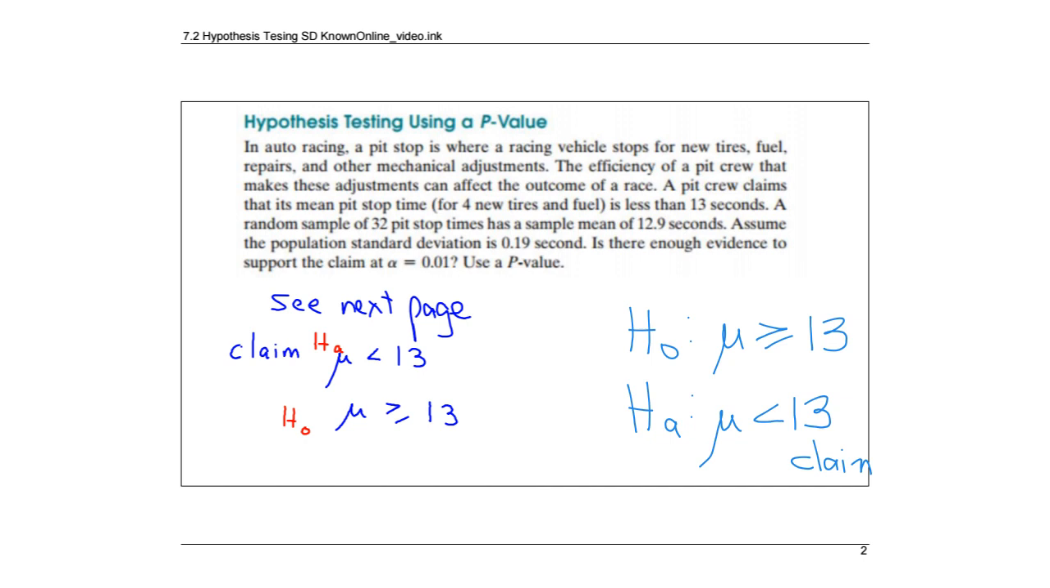And then let's see everything else they gave me. They told me that n was 32, that's my sample size. My sample mean is 12.9. My population standard deviation is 0.19. And finally, alpha is equal to 0.01. So this is all the information I'm going to need to put into StatCrunch.